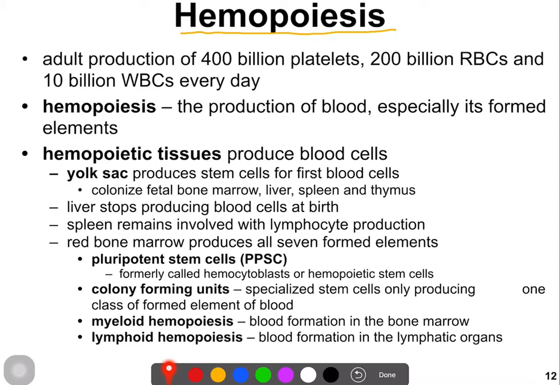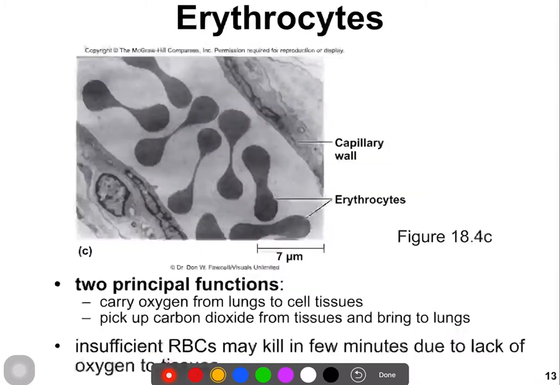Now, the red bone marrow produces all 7 of the formed elements. The basic pathway is we have something called pluripotent stem cells, and they're the ones that will give rise to the other ones. Then we have a series of differentiations and different paths that the cells go down to get to the final cell. We have colony-forming units. We have myeloid hemopoiesis. When we think myeloid, really think about the term bone marrow. We have lymphoid hemopoiesis, which is blood formation in lymphatic organs. So we can subdivide them based on those two things.